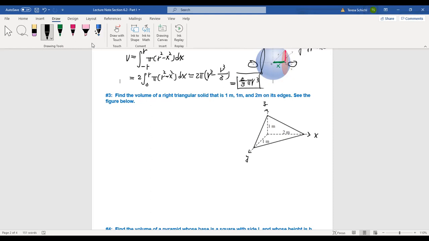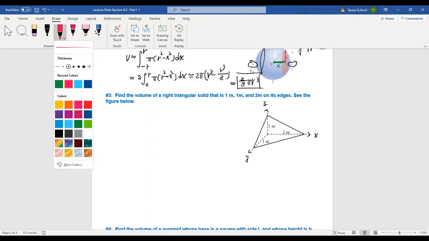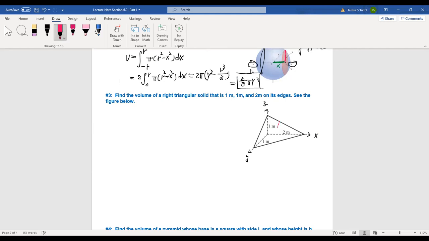So now I'm going to slice. When I slice it, I'm always going to cut perpendicular to the x-axis. I'm going to slice this way, okay? So let me color here. This little triangle piece is the slice I just cut.